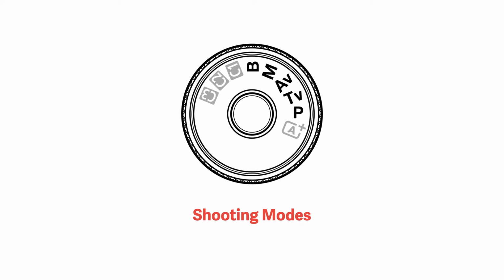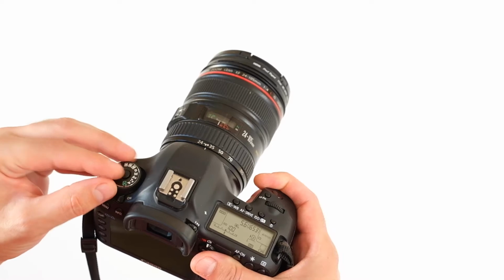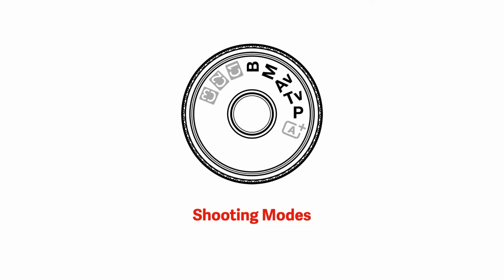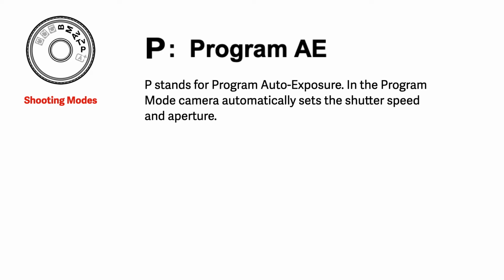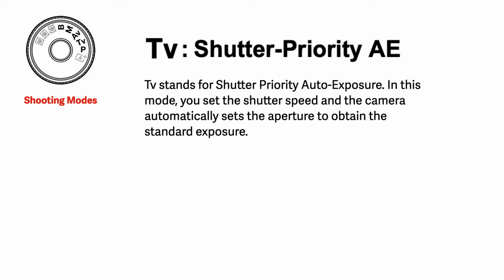The first thing you'll notice is that this camera does not have an aperture ring on the lens, nor the shutter speed dial on the top plate. Instead, we have the mode dial, which allows us to select between different shooting modes. The main shooting modes are program, aperture priority, shutter speed priority, and manual. P stands for program. In the program mode, the camera controls almost everything on its own and automatically sets the shutter speed and aperture.